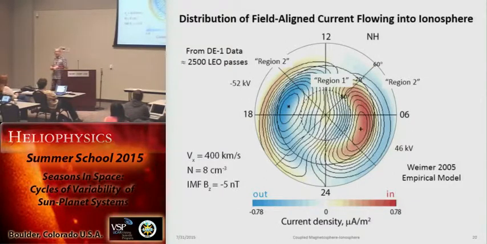Okay. So if these are equipotentials, and if on the dawn side here, where you have that plus sign, the potential is positive, and for this case it's 46 kilovolts. That's a potential maximum. And on the dusk side here, there's a potential minimum, minus 52 kilovolts. Over the polar cap in the middle of this plot, what direction does the electric field point?